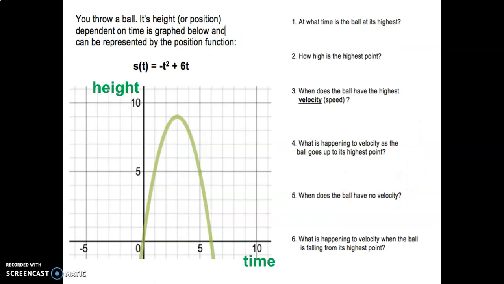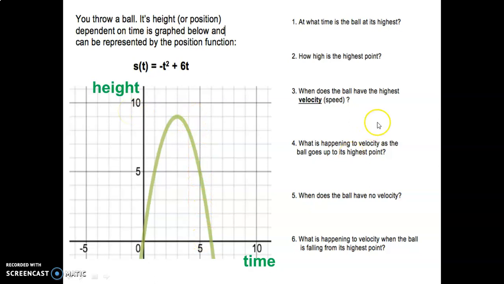Okay, let's begin with this example just to get the idea of kinematics and all its components into our minds. So let's say you throw a ball. Its height or position are dependent on time, and it is graphed here. Here's the height and here's the time, and you can see the ball goes up and then down. So its height increases and then decreases. Let's say in this case, going up is positive distance or displacement, and going down is negative displacement.